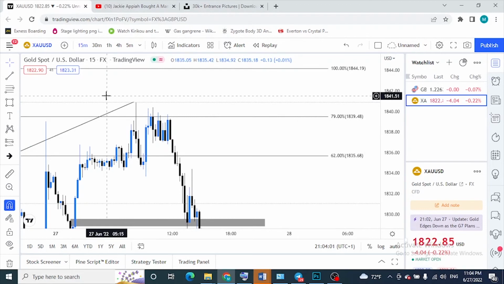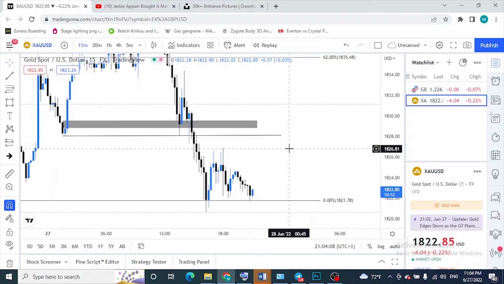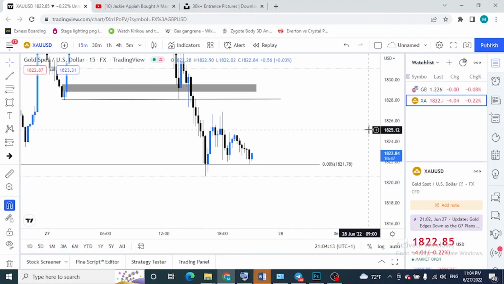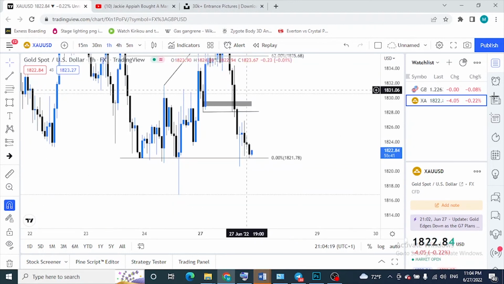I placed my stop loss right above here. I had it at 1841.5, and I'm running my targets to 1818. Haven't been hit yet, but I'm very confident it'll get hit. So that's it for the sell imbalance entries on gold. I could show you one for a buy.